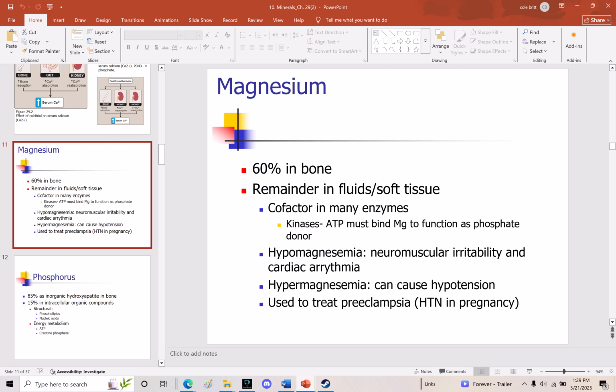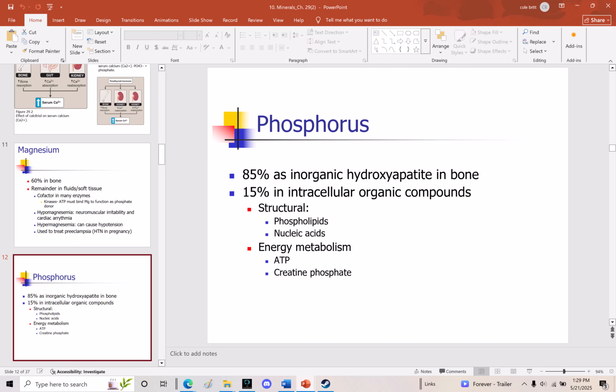All right, phosphorus. Again, function. Well, where do we find it? It is in bone too. Along with calcium in bone, it forms hydroxyapatite. So most phosphorus you're going to find in bone.